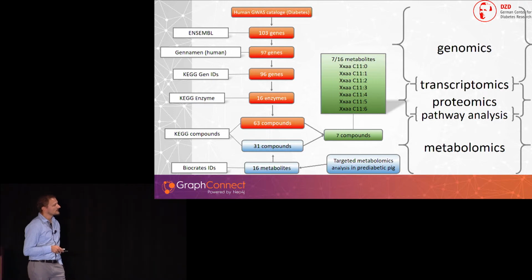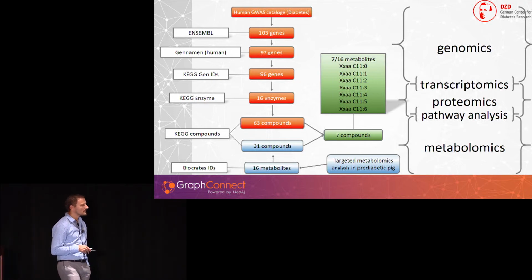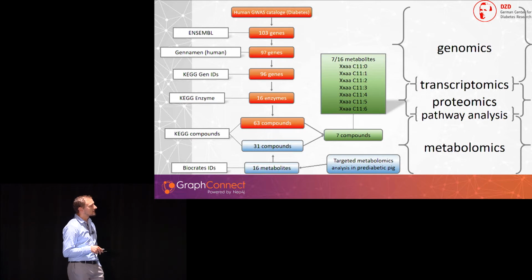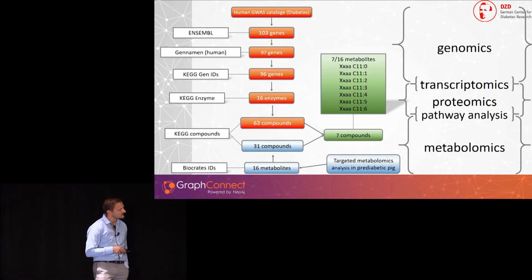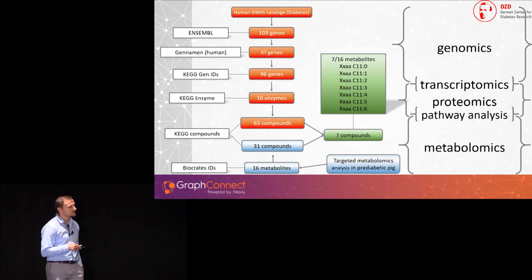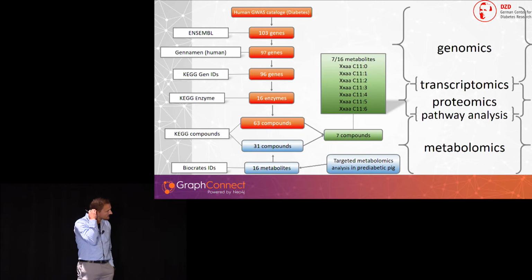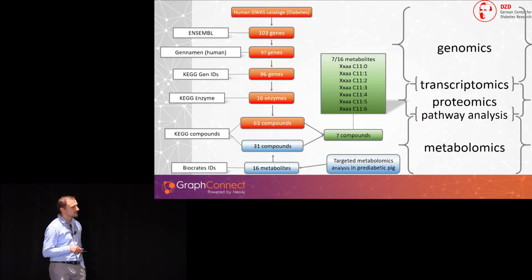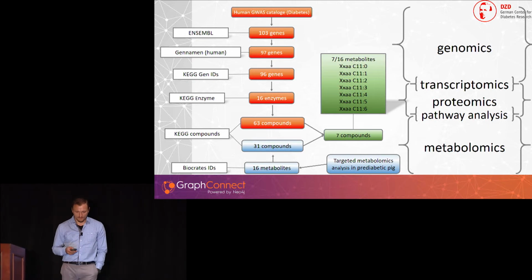Now we have the pre-diabetic pig, where we have a targeted metabolomics assay. We measure 16 different metabolites, and in the public database, these 16 metabolites have 31 identifiers, and then we have a union of these sets, and we come to the result that 7 compounds between the animal model and the human data could be identified. And now our researchers are looking into these metabolites in order to get new insights for diabetes.